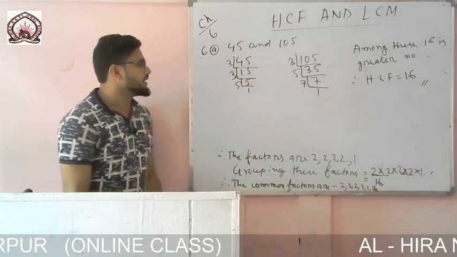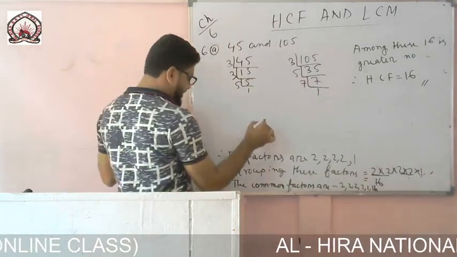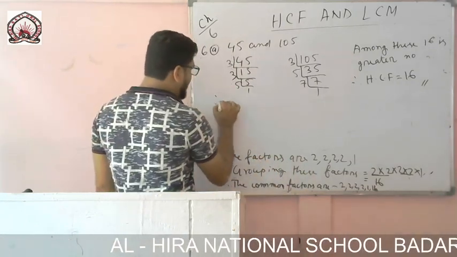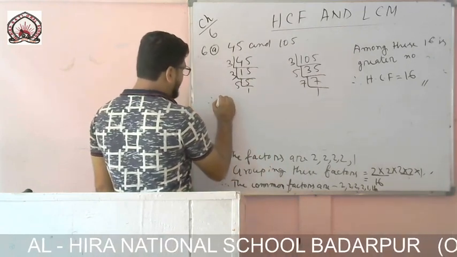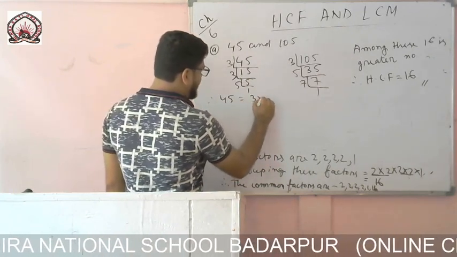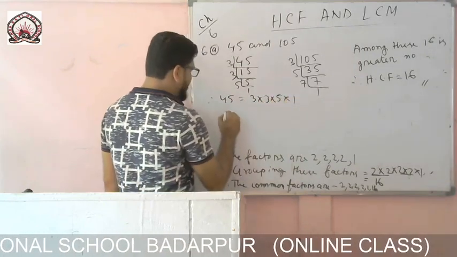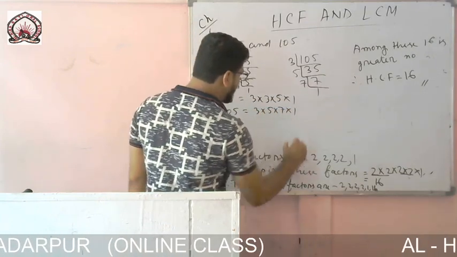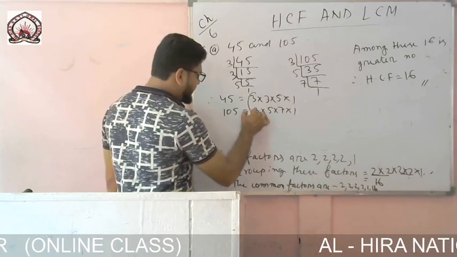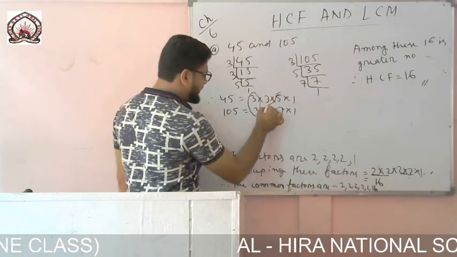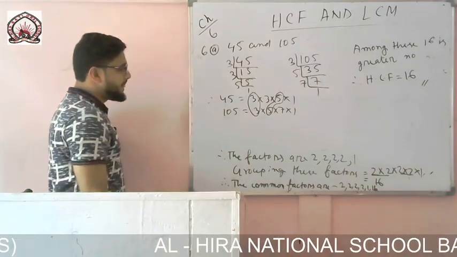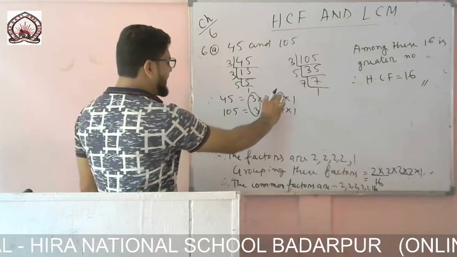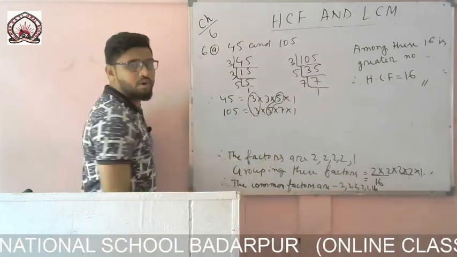Okay. Now write. Therefore 45 equals to what? 3 into 3 into 5 into 1. And 105 equals to what? 3 into 5 into 7 into 1. So which one is common here? This 3 and this 5. And this doesn't have any pair. So 3 3 we can make one pair, and 5 5 we can make what? One pair. And there is no other more common pair.